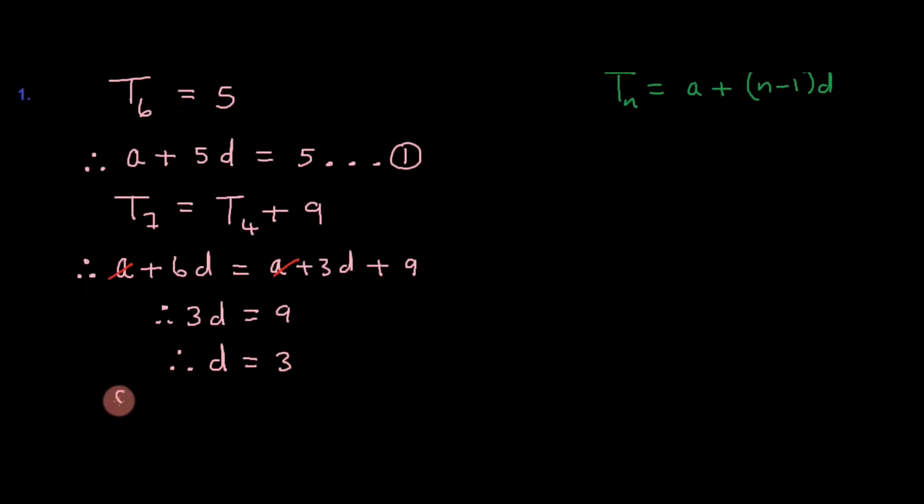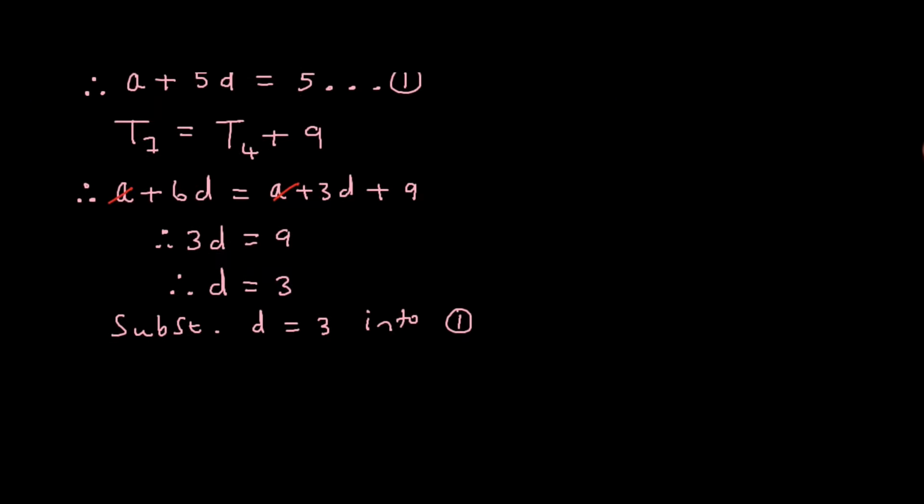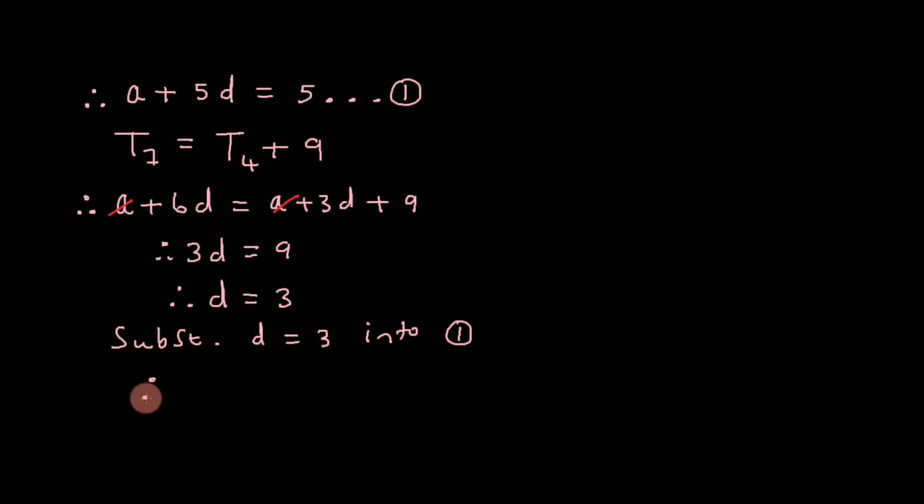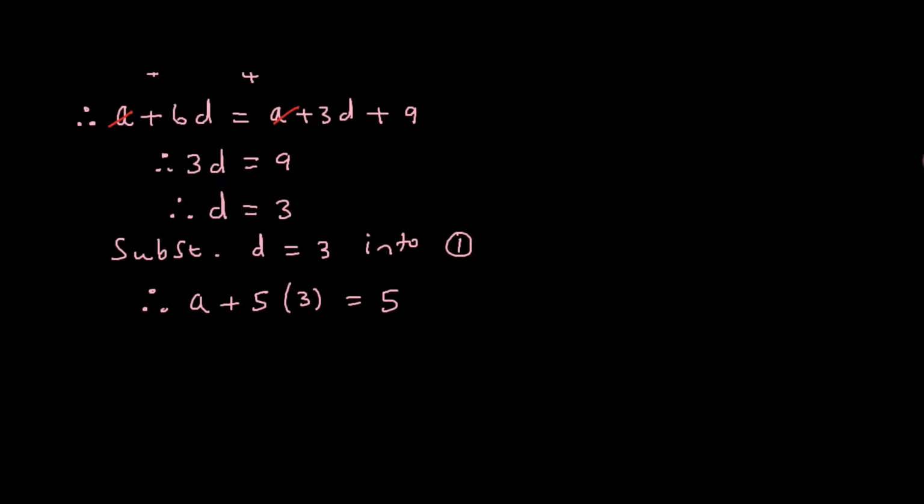Now we can substitute d equal to 3 into equation 1. And equation 1 says a plus 5d is 5. So therefore, a plus 5 times 3 equals 5. And in solving for a will equal negative 10. So we've got the values of a and d.